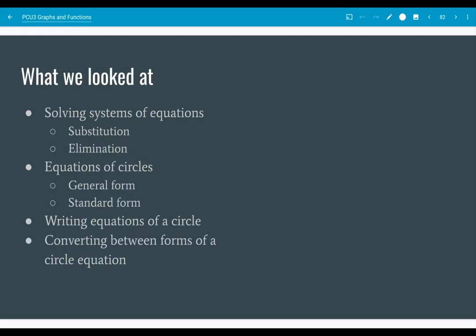So that's the center and the radius from general form together. So in this video, we looked at solving systems of equations using our two methods, substitution, elimination. New material was looking at circles, general form, standard form. Hopefully we looked at how to write equations of a circle and how to convert between the two forms of a circle.